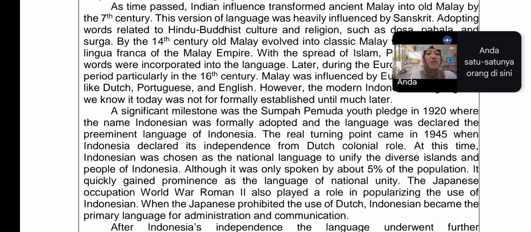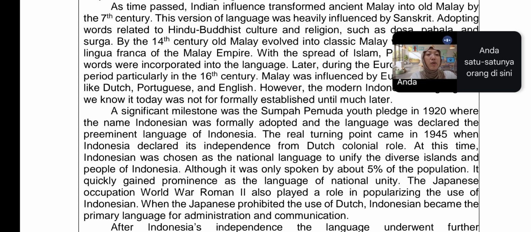A significant milestone was the Sumpah Pemuda, the Youth Pledge, in 1920, where the name Indonesian was formally adopted and the language was declared the preeminent language of Indonesia. The real turning point came in 1945, when Indonesia declared its independence from Dutch colonial rule. At this time, Indonesian was chosen as the national language to unify the diverse islands and the people of Indonesia.